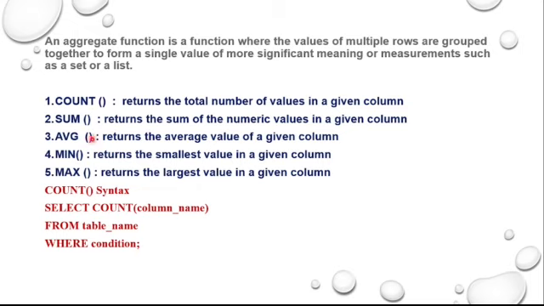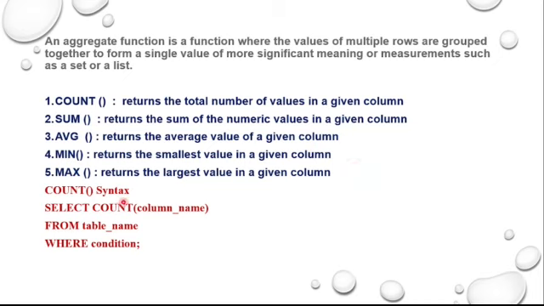Before going to some examples, let's see what each one is used for. Count is a function that returns the total number of values in a given column. Sum, as the name says, returns the sum of the numerical values in a given column. Average returns the average value of a given column. Minimum returns the smallest value in a given column. And maximum returns the largest value in a given column.